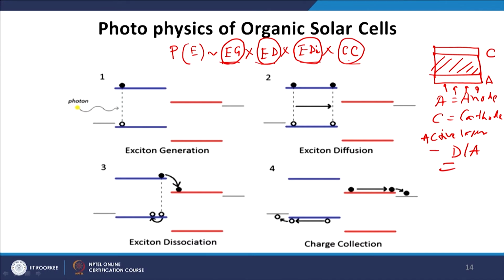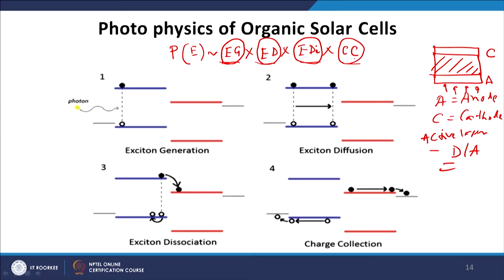Charge carrier collection also has to be good, because let us say the exciton has been dissociated and it has generated a free charge carrier, but the electrode potential is such that it is not able to collect the charge carrier. So, although all of these other things are good, if the charge collection is not good, this whole process will suffer. For exciton generation, we need a material which has very good absorption.